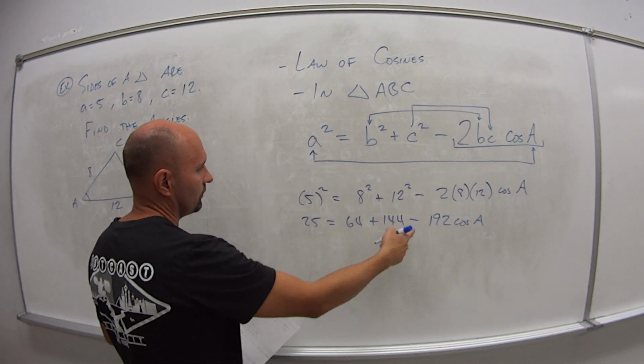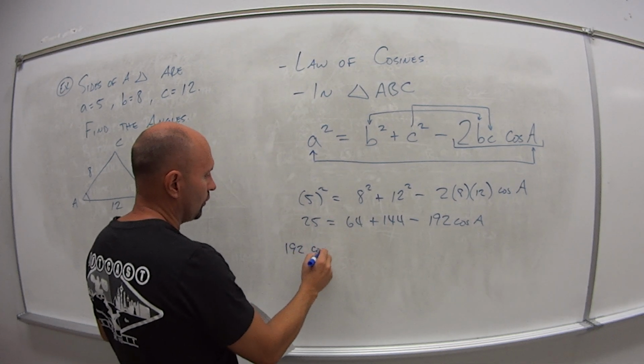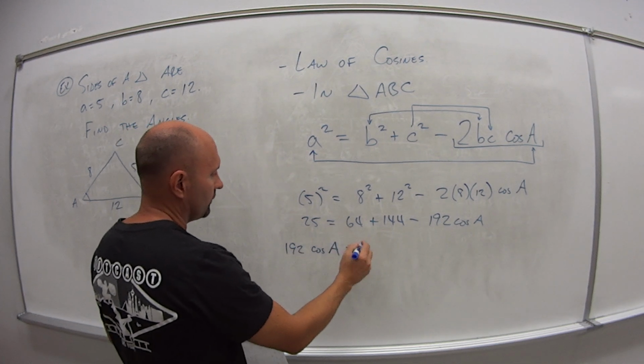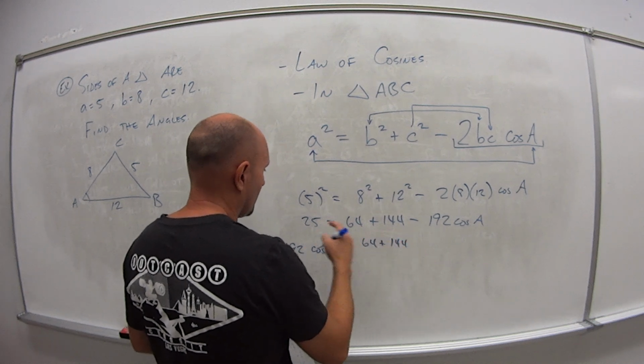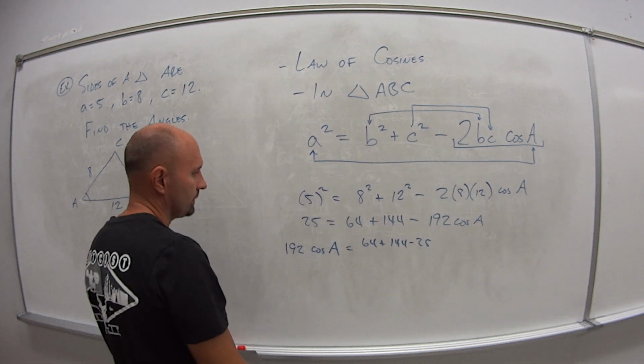If I do my algebra, so if I move this piece over, subtract the 25, and then divide. So let's do that first. Let's bring this one over here. So I get 192 cosine of A, that way it's positive, is equal to 64 plus 144 minus 25, because I'm subtracting 25 from both sides.